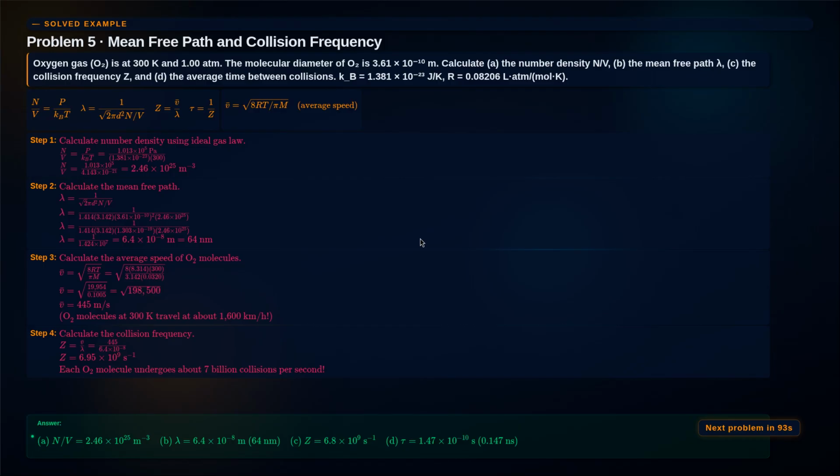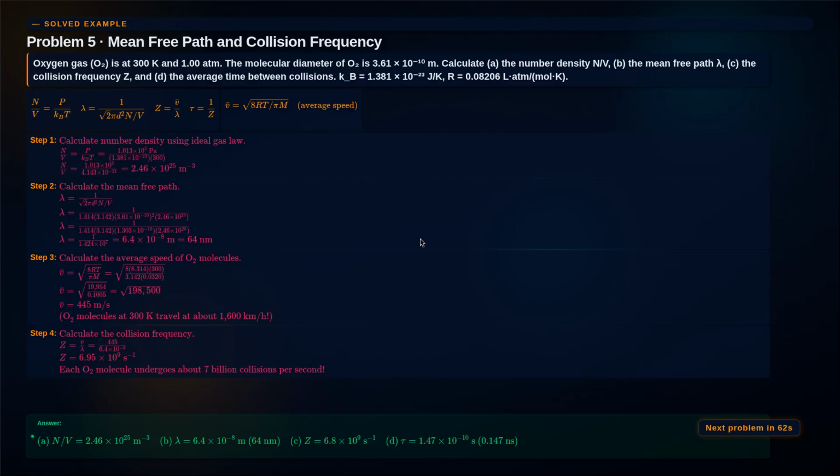Step 1. Calculate number density. N over V equals P over kBT. This gives 2.46 times 10 to the 25 molecules per cubic meter. Step 2. Calculate the mean free path. Lambda equals 1 over root 2 pi d squared N over V. This gives 6.4 times 10 to the negative 8 meters, or 64 nanometers.